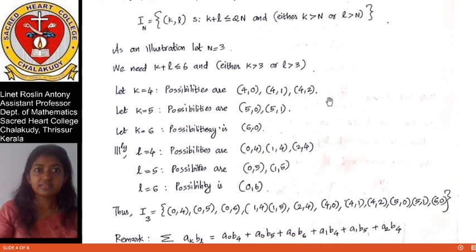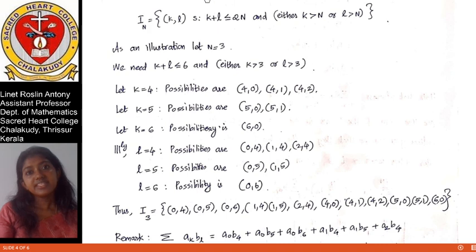For this, we are defining a set of index pairs. So we can see how we define that. We are calling that set I suffix capital N. This is equal to the set of indices, ordered pairs k and l, such that k plus l is less than or equal to 2 into capital N, and either k is strictly greater than N or l is strictly greater than N. So, if we have a confusion, you can see an illustration.